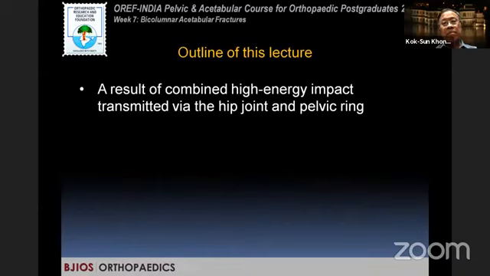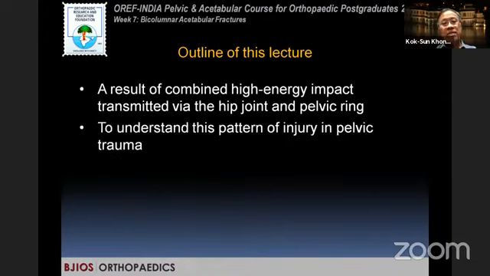So the bicolumnar fracture or the both column fracture is the result of energy impact through the hip and the pelvic ring. So it's the lateral rollover kind of fall from height and landing on the side. It's fairly common, probably around 20% of acetabular fractures. And you have to understand this pattern to recognize what you need to do in treatment.